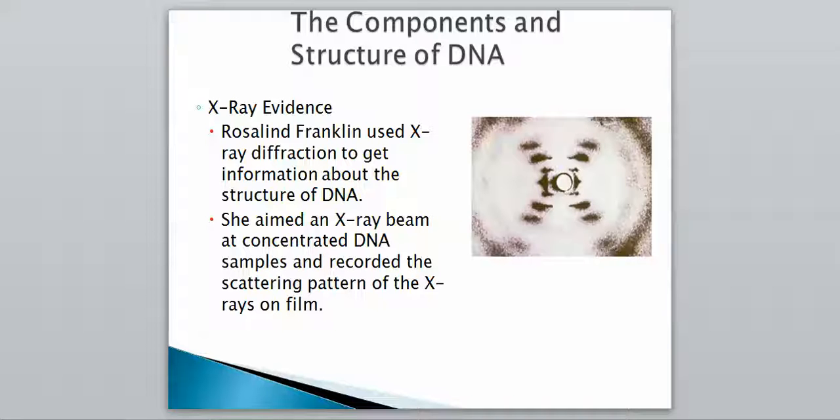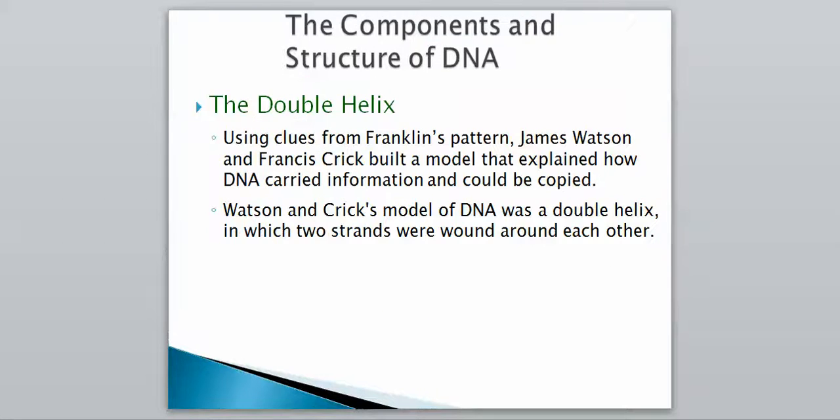She aimed an X-ray beam at concentrated DNA samples and recorded the scattering patterns of the X-rays on film. So she didn't actually get a picture of the actual DNA. She got a picture of what was bounced back from the DNA. And again, it's important to know her name, Rosalind Franklin. She was a woman, and that was important at this time, in the 1950s, because women in science didn't exactly mix. So she was a trailblazer for women scientists.